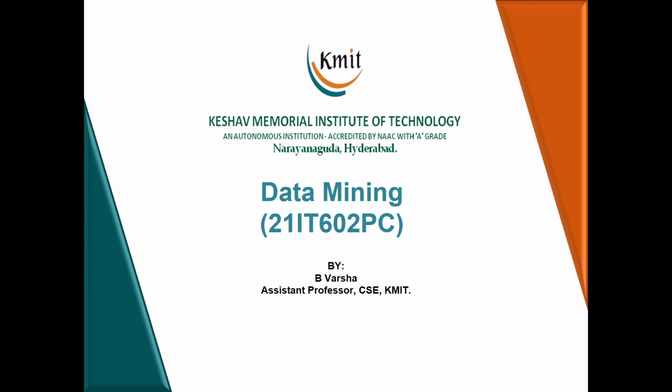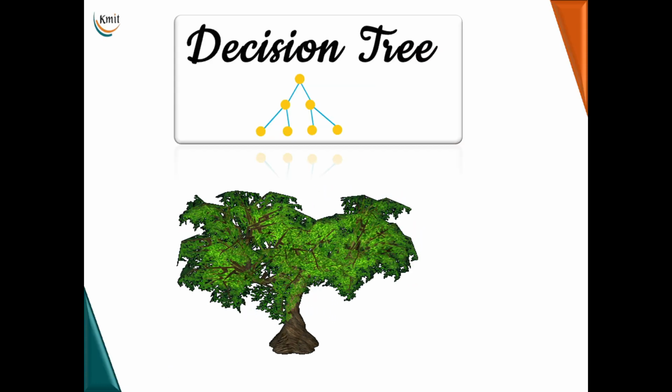Tree. What is a tree? A tree has a root node, internal nodes, and branches, yes or no, or the leaf nodes. Now, what do you mean by decision tree? Here, the decision tree is the same as your normal tree. Your decision tree also contains a root node, internal nodes, and leaf nodes. Fine, you can all see here.